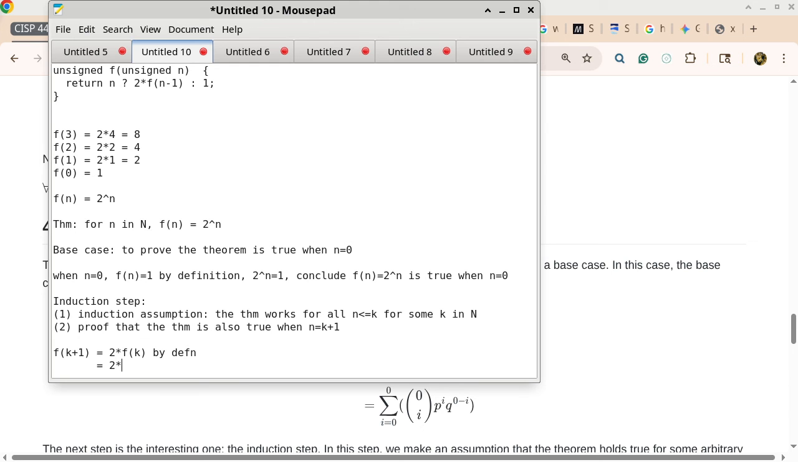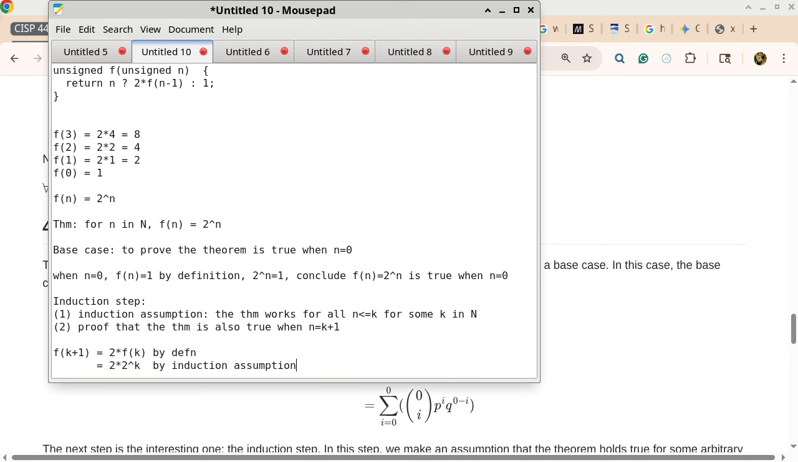But because of the induction assumption, we said that the theorem is working for all n that is less than or equal to k, which means the theorem is going to work for f of k. So that means f of k is 2 to the power of k. This is by using the induction assumption. This is the most magical step of the entire thing. So I'm going to pause here just to make sure that we let this sink in.